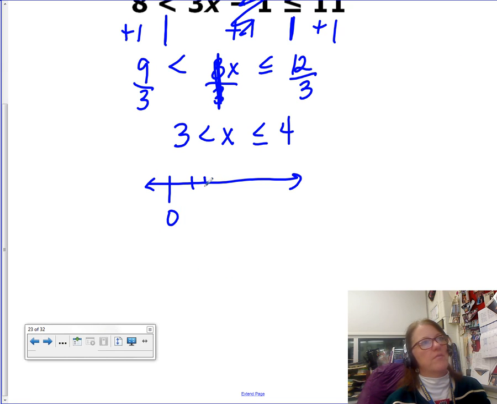Here's 0. Here's 3. Here's 4. Careful with your circles now, or your dots. This will be an open circle at 3. This symbol implies a solid circle at 4. And just shade in between the two, because my solutions have to be greater than 3, but less than or equal to 4 at the same time. This is an AND inequality, compound inequality.